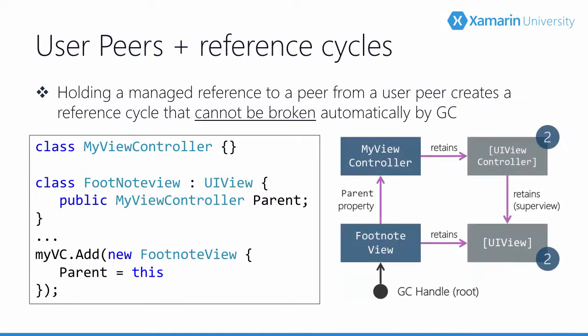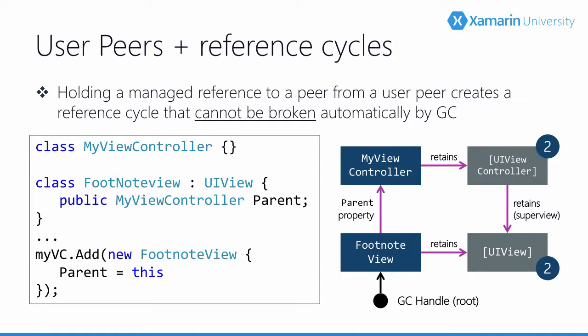Now, here's what it's going to look like visually. This is going to create a strong reference cycle that the GC can't break. Here is the same basic graph. Notice that we have a footnote view that has a GC handle that roots the footnote view. Because we didn't have a managed reference to it, we're only adding it to the MyVC view tree. We've got the view controller. It does not need a GC root. We're assuming that we're holding on to that view controller because it's on the navigation stack, for example. We have a parent property from the footnote view that holds onto the view controller.